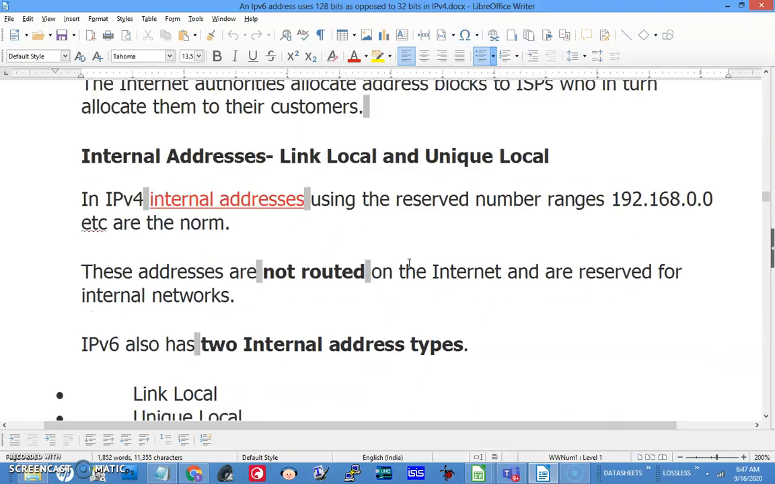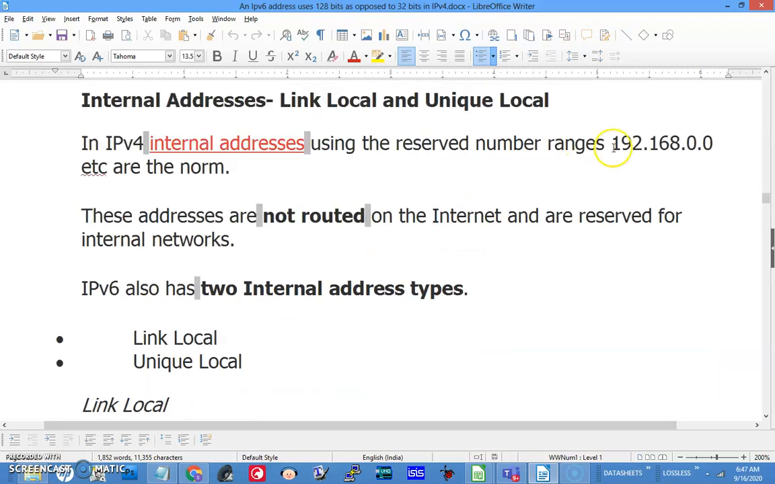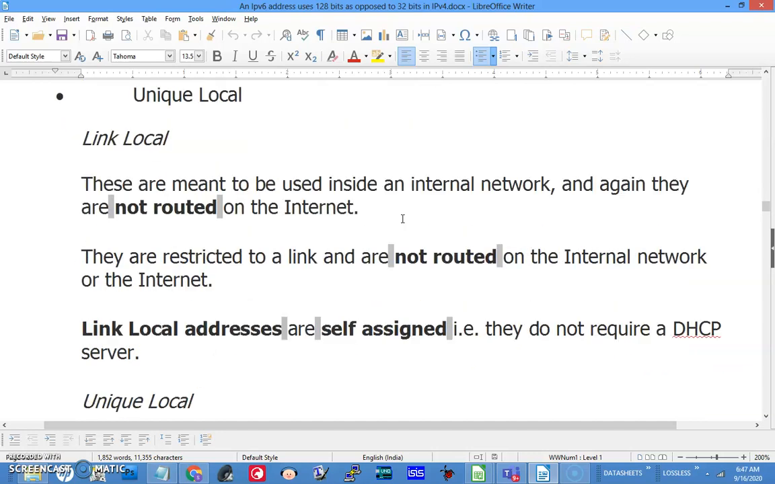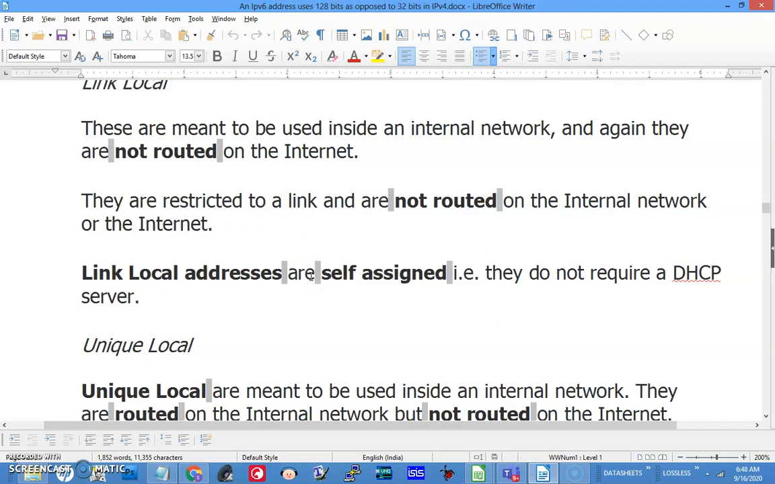Okay. So internal addresses like our 192.168, they are not routed. It has got two internal address types, link local and unique local. Link local are not routed onto the internet. They are self-assigned. That means a device can create its own link local because it's fundamentally derived from the MAC address. So the device can do it with the protocol.